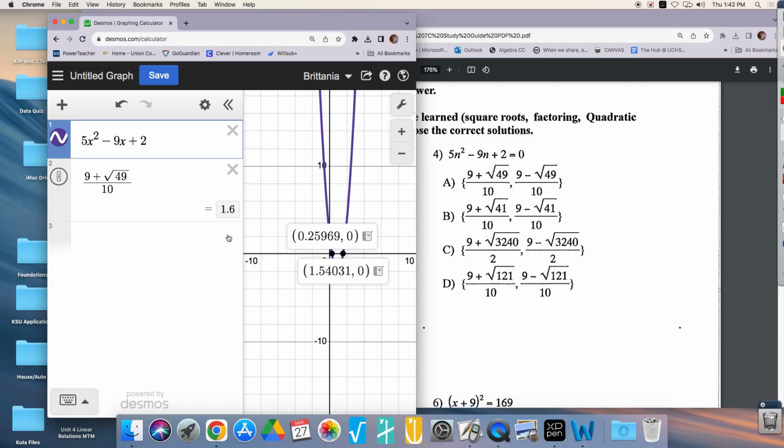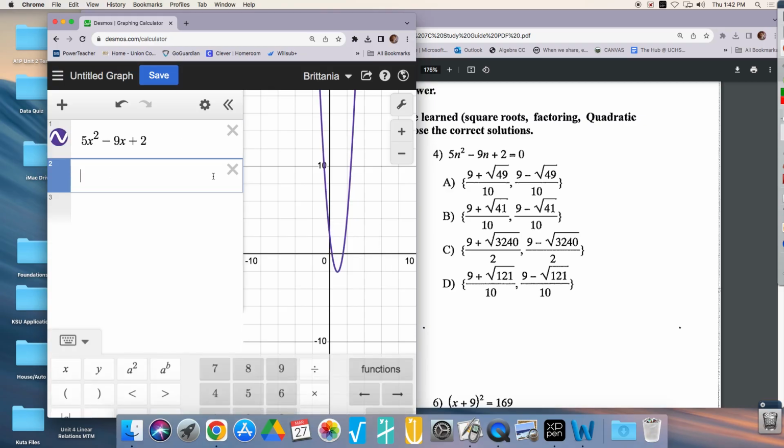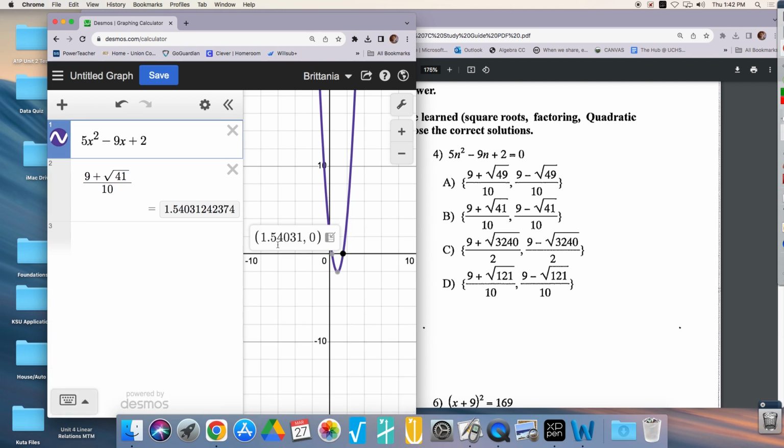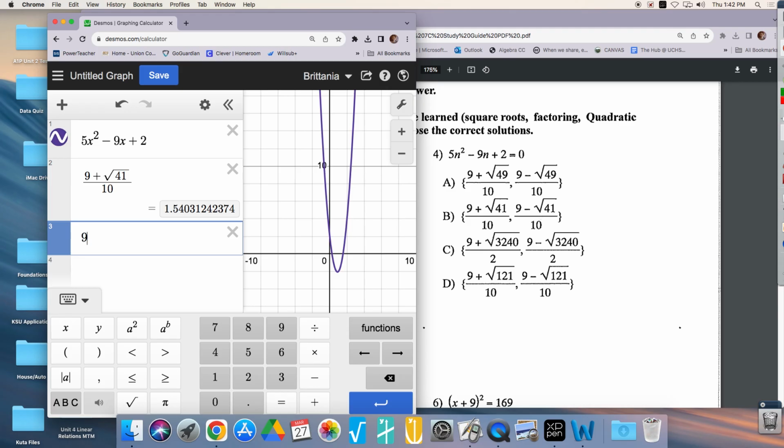Neither one of those are terminating, so it's not A. So let's try B. Make my fraction, type in 9 plus square root of 41 over 10. All right, 1.54. Let's look at the other option, 9 minus. Oh wait, first I need my fraction. 9 minus the square root of 41.